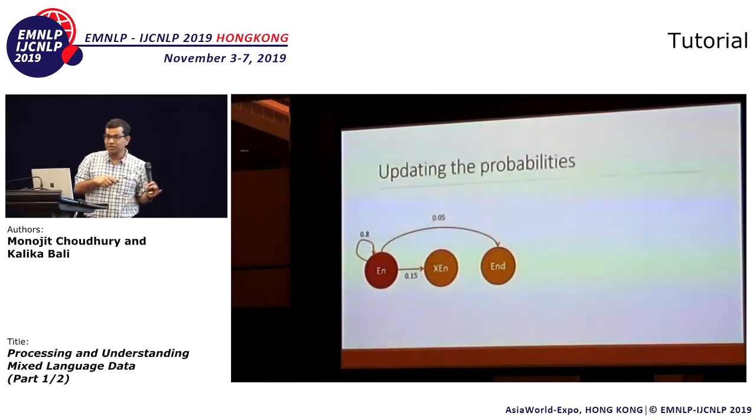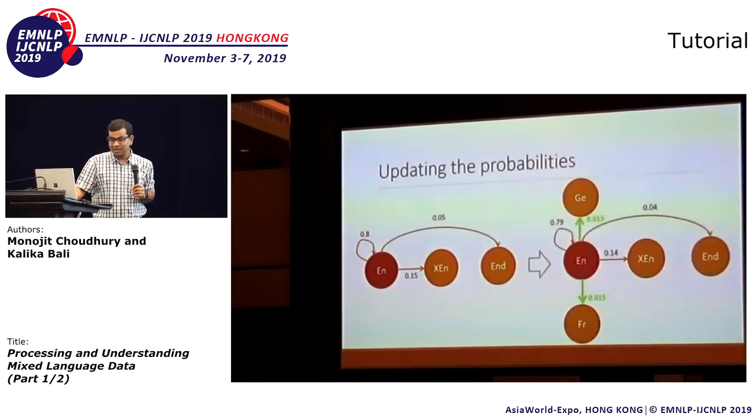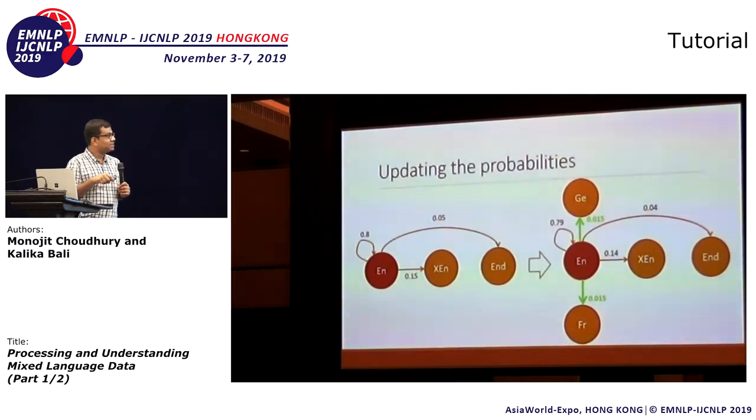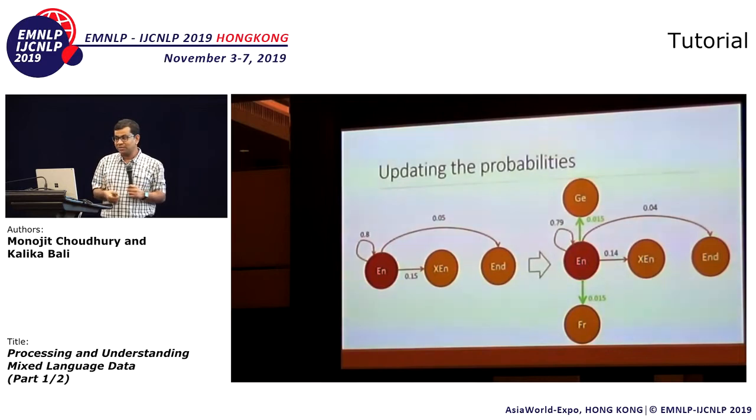Of course, there are also the emission probabilities, which we are not showing here. But once you add the green lines, this probability mass, which was 1 here, you re-estimate using the very well-known Baum-Welch estimation algorithm, and some of the probabilities come here, like 0.015 to German, 0.015 to French as well. This re-estimation will help you get the code-switched model.